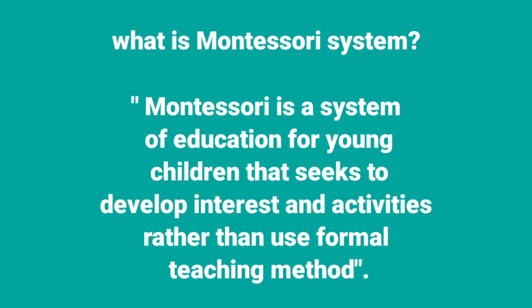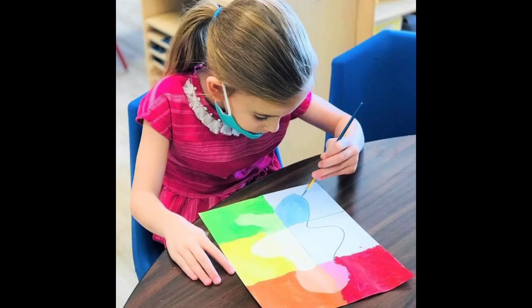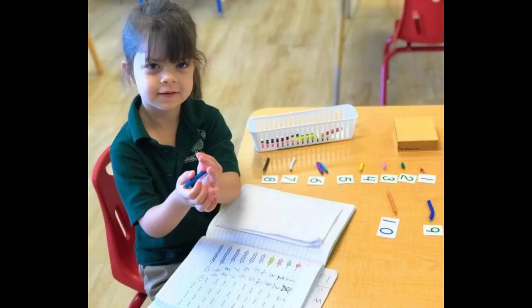But what is the Montessori system? Montessori is a system of education for young children that seeks to develop interest and activities rather than use formal teaching methods. The Montessori classroom is a prepared environment that encourages individual growth and learning. Children can move about the room selecting from a wide assortment of designed materials stored on well-organized shelves. Montessori classrooms are prepared in advance based on observations of the students' individual needs. They include student-centered lessons and activities.